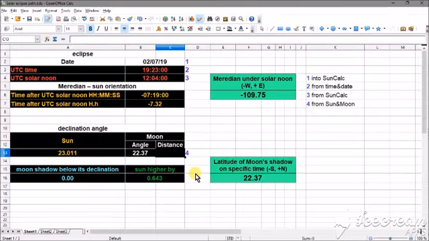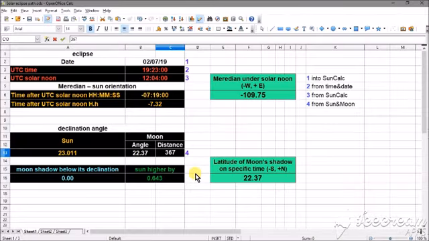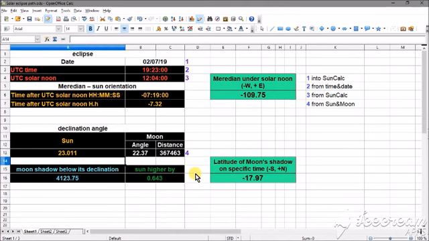367,463. 367 what? 463. So this is the latitude. It's a minus, that means the southern hemisphere, and this is minus, this means west. So let's go and see where that is on Google Earth.